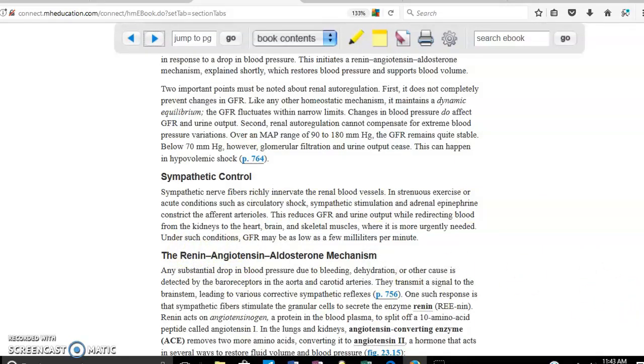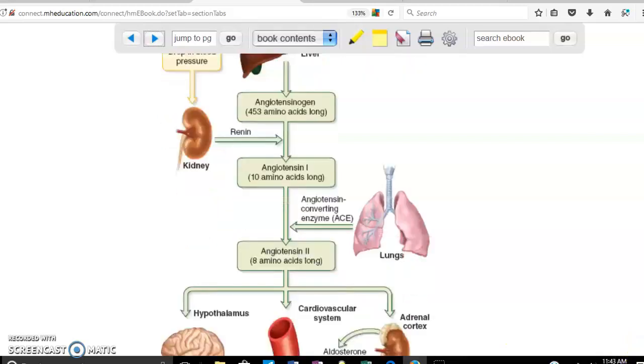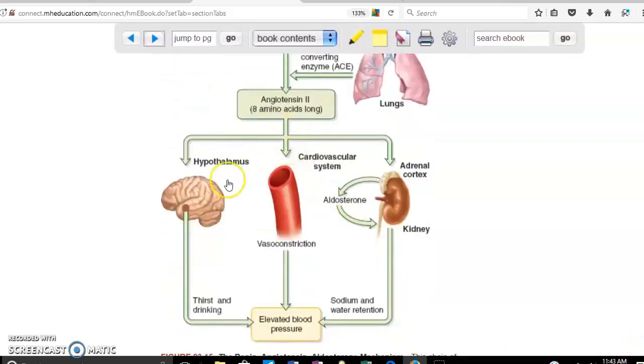In this case, the granular cells produce renin. Renin is going to activate angiotensinogen that comes from your liver. When it cuts the angiotensinogen, you're going to transform that into angiotensin 1. Angiotensin 1 gets transformed into angiotensin 2 by an enzyme produced by your lungs. What enzyme is this? The angiotensin converting enzyme, or ACE. Angiotensin 2 will work in your brain, in your blood vessel, and in your kidneys at the level of the adrenal cortex. In the adrenal cortex, you're going to produce aldosterone.